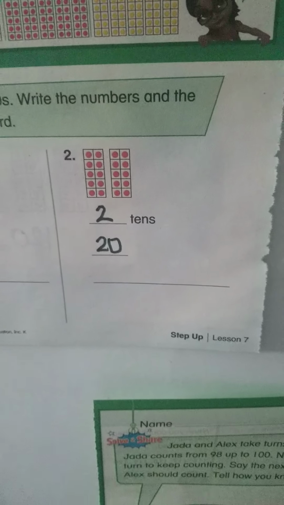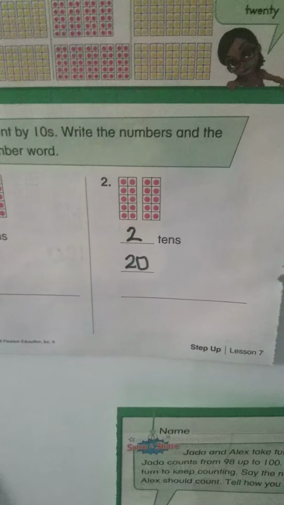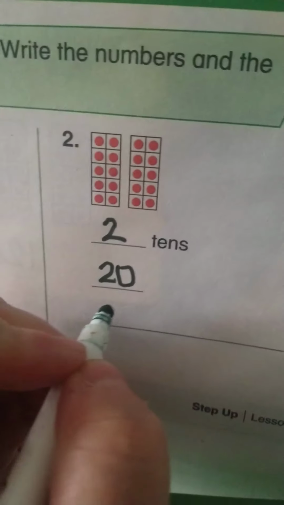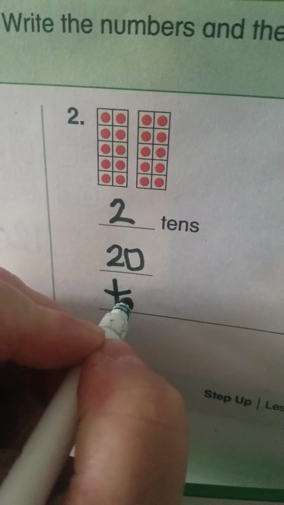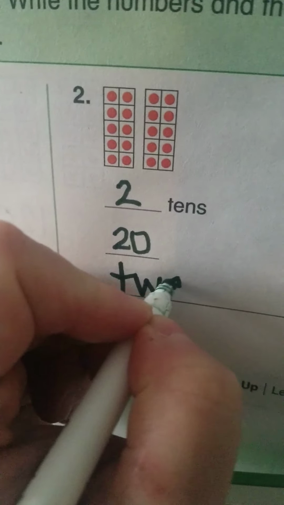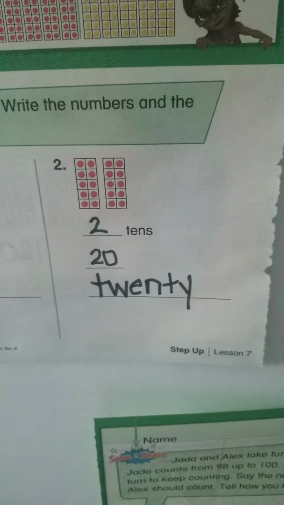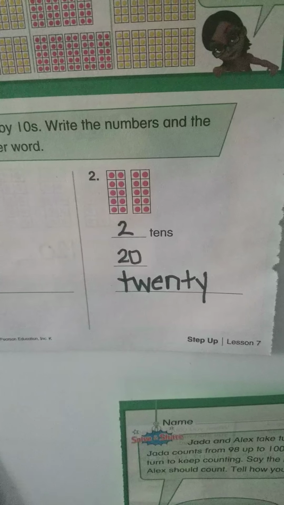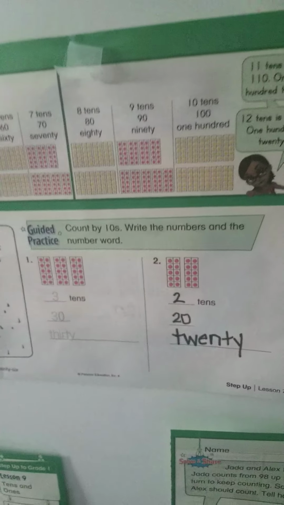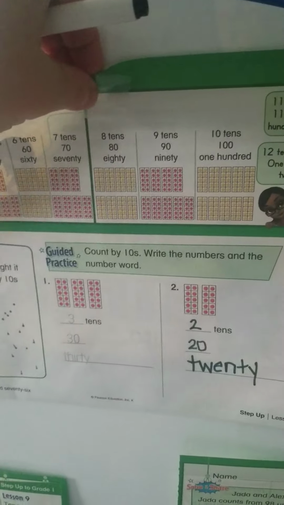Now we have to write the word twenty. You can sound it out. You can ask mom and dad for help. The word twenty, t, w, e, n, t, y. There's the word twenty. All right, you can do this, guys. That's lesson 7. That's not too bad, right?